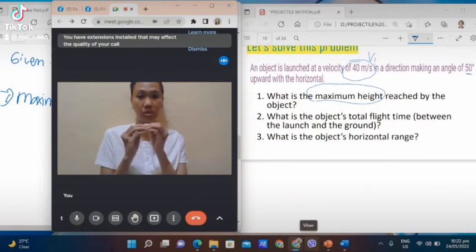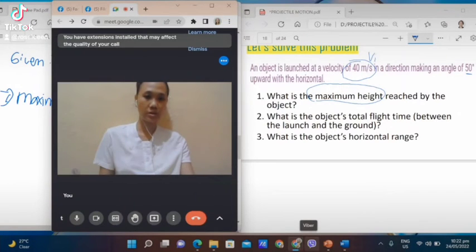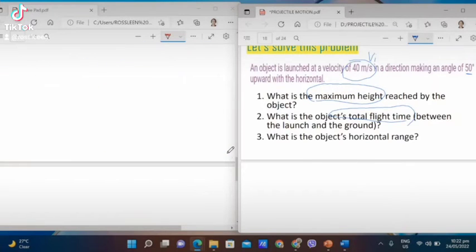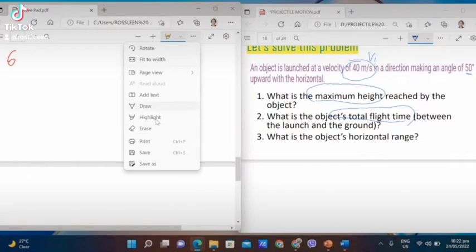I'm actually using this video for this lesson. I just cropped the video so I can use it here. This is a video lesson for my deaf students. Now I squared the answer and got 47.90 meters. That's the maximum height.